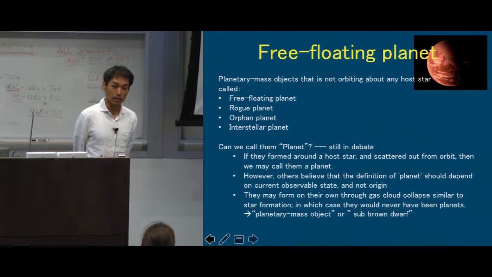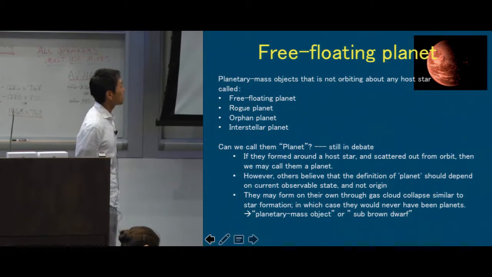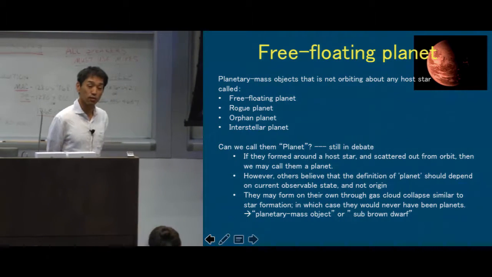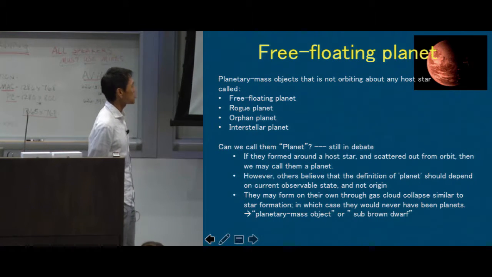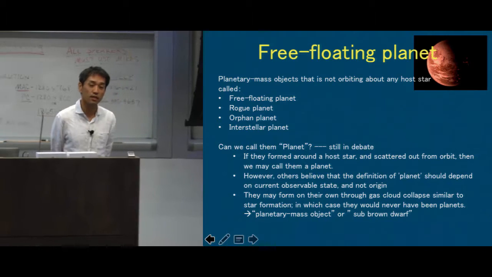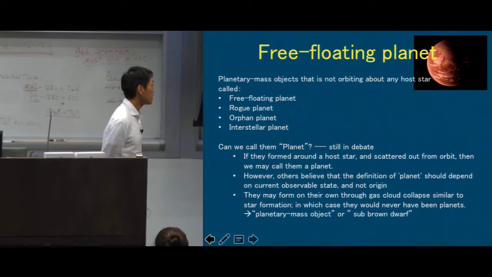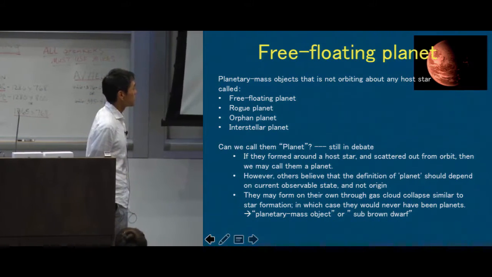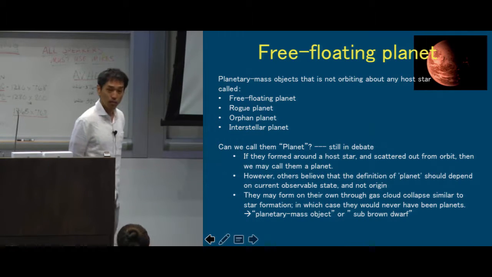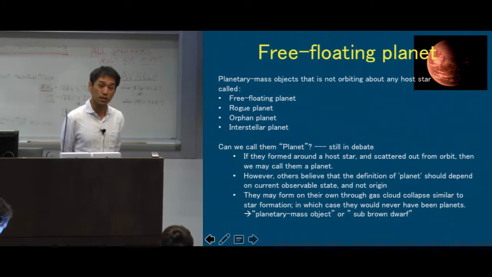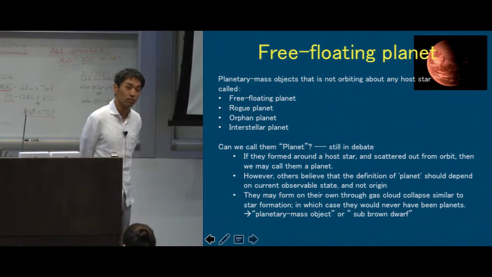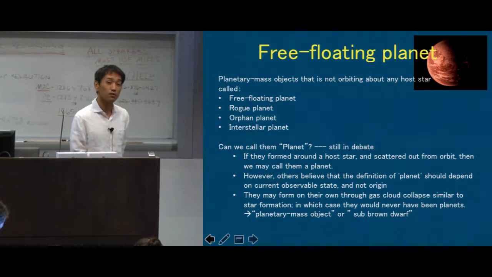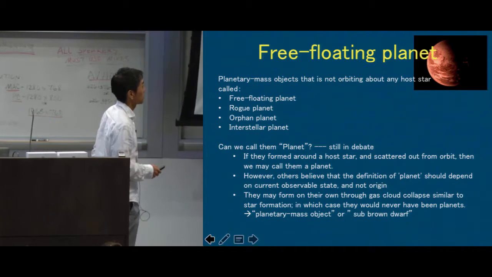That is still in debate, because if they formed around a host star and were scattered out from the orbit, then it can be called a planet. But somebody says the definition of a planet should depend on the current status, not the origin. And if they form by direct gas cloud collapse, like stars, they have never been a planet. So we must call them planetary mass objects or sub-brown dwarfs. But there is no clear definition of such an object yet.